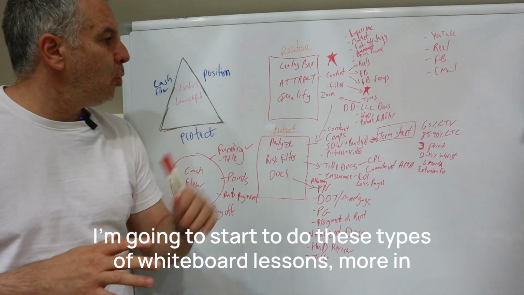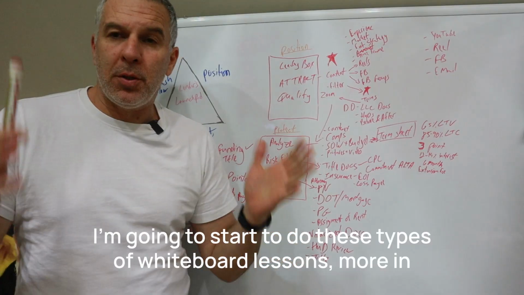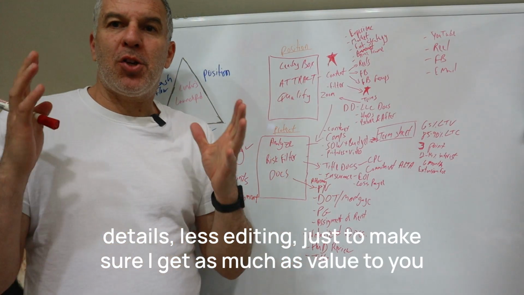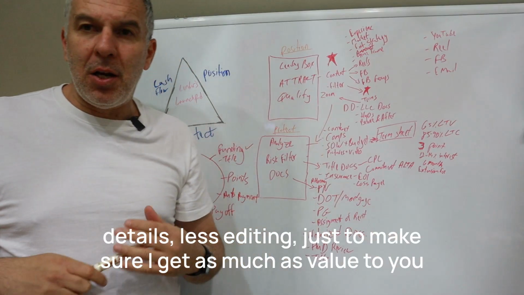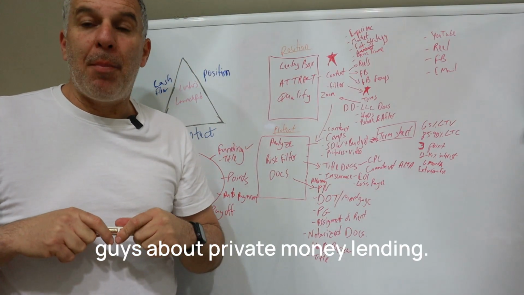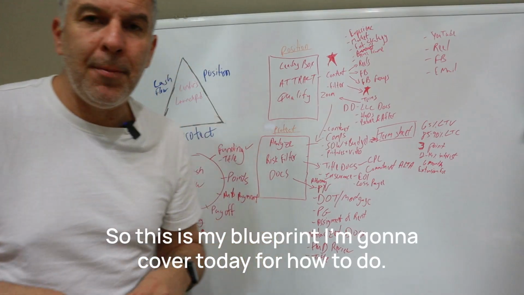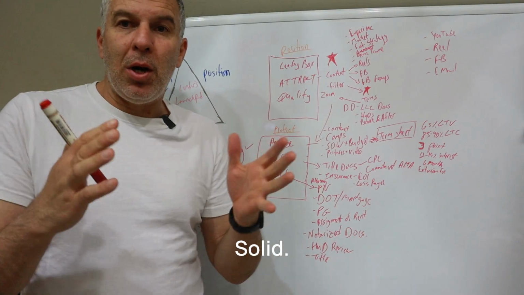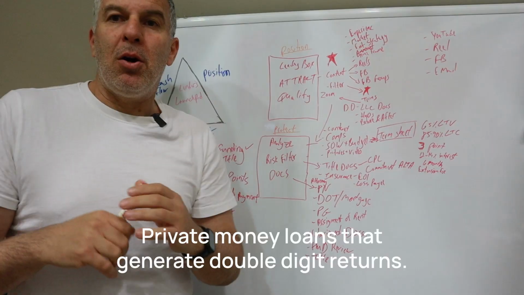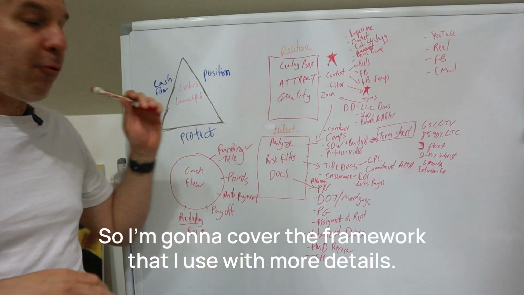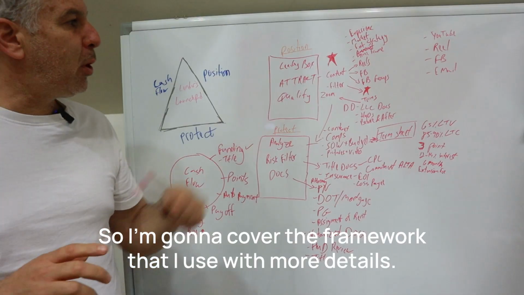I'm going to start to do these types of whiteboard lessons, more in detail, less editing, just to make sure I get as much value to you guys about private money lending. So this is my blueprint I'm going to cover today for how to do solid private money loans that generate double-digit returns. I'm going to cover the framework that I use with more details.